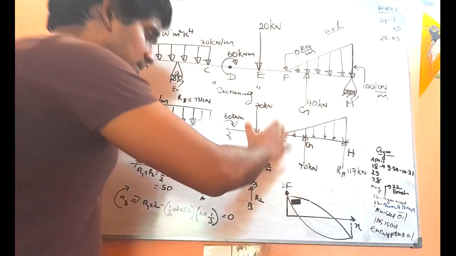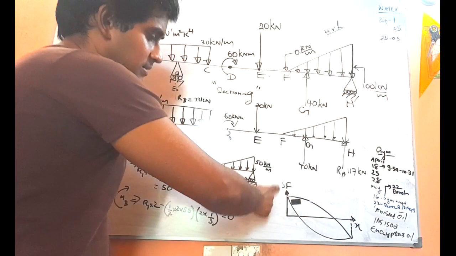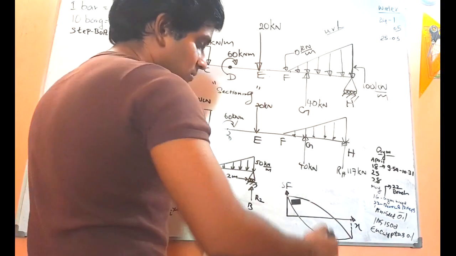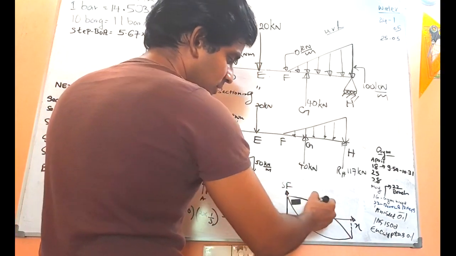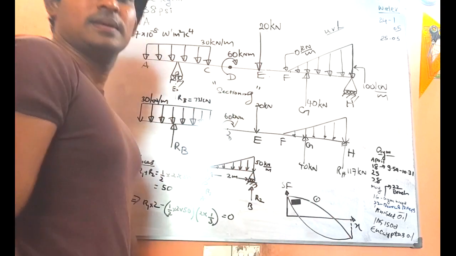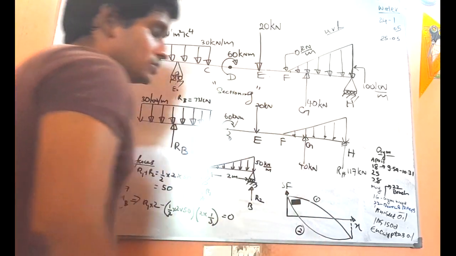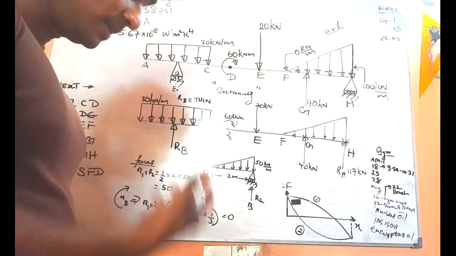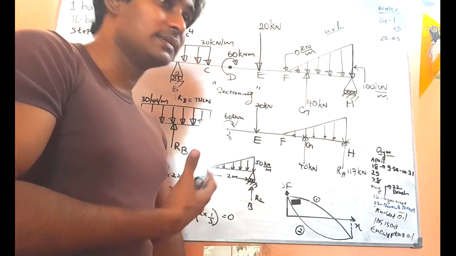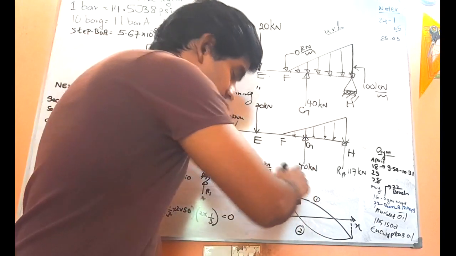So now just consider this shear force diagram. This is the shear force diagram. This is curve number 1, the top one, and this is curve number 2. Now let's see how to determine which one is the increasing curve. Let's consider curve number 1.